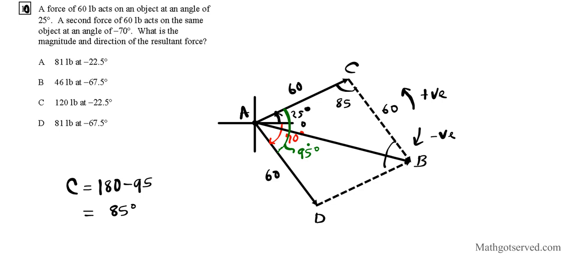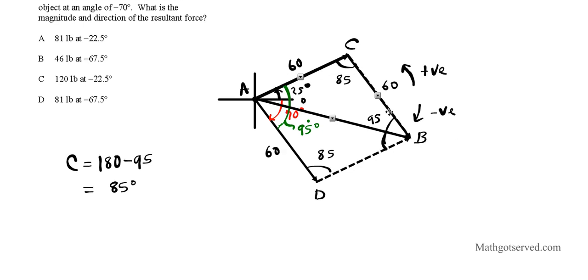The opposite angles of a parallelogram are congruent. So this is also 95, and this angle right here is 85. Okay? So what I'm going to do is extract this triangle that I have right here, and then solve it for this force right here. That's the magnitude. And then later I'll figure out what the angle is. All right? Let's go ahead and do that.